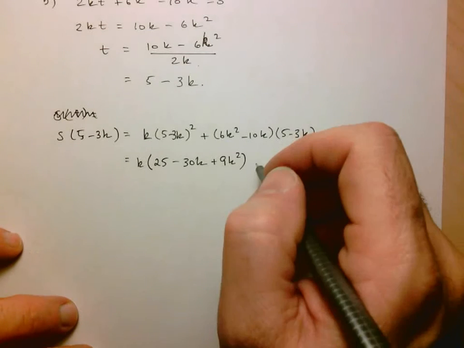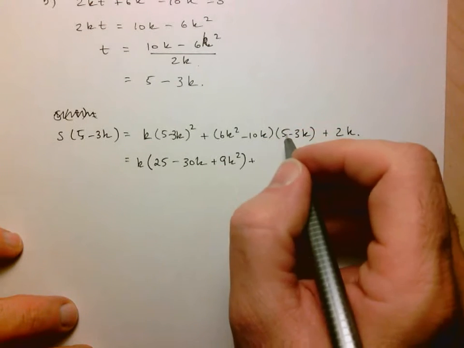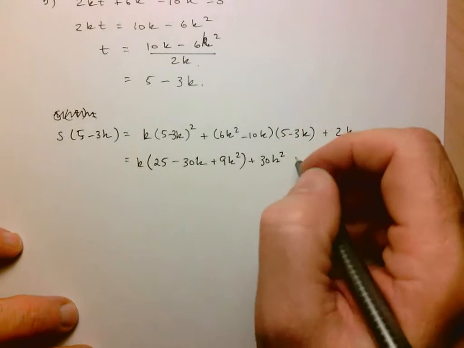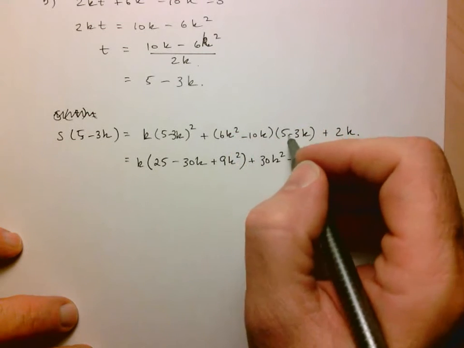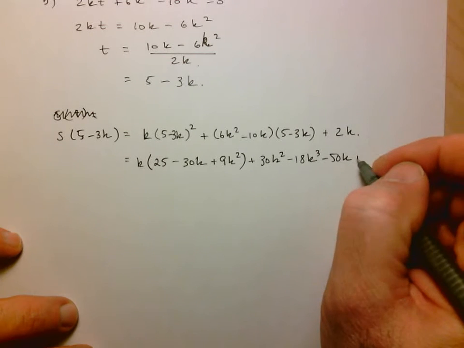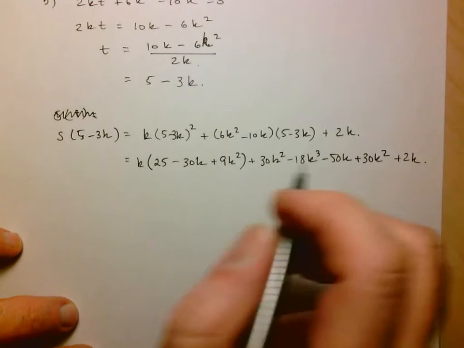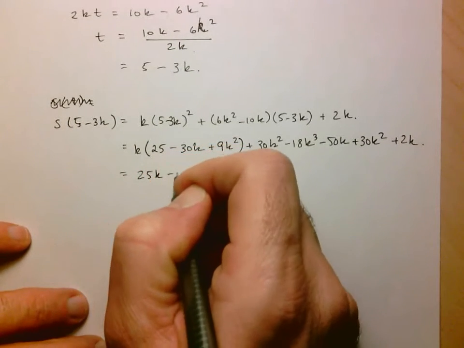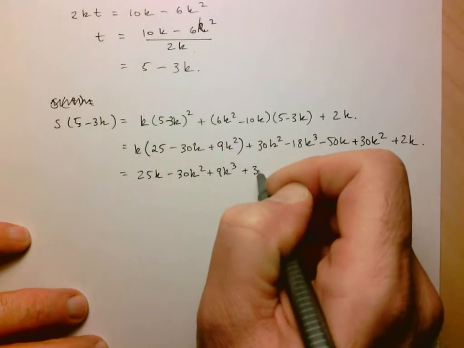Okay, so now we've got this binomial expanded, and we've got 6 times 5, 30k squared, minus 18 times k cubed. Here we've got minus 50k, and then here we've got plus 30k squared, and then plus 2k. Okay, and what do we have? 25k minus 30k squared plus 9k cubed plus all this other stuff.